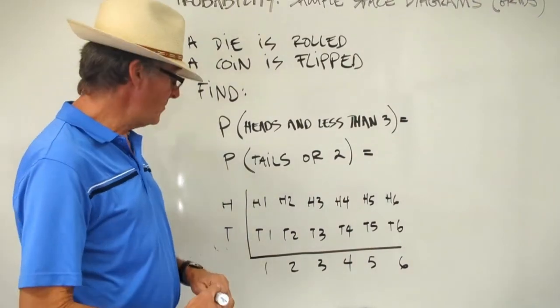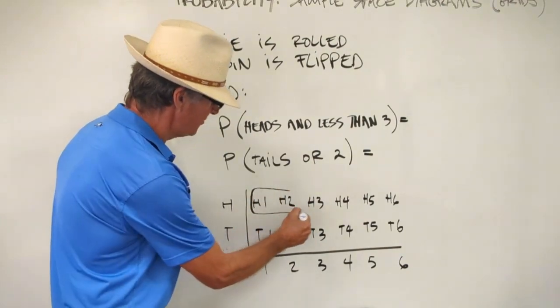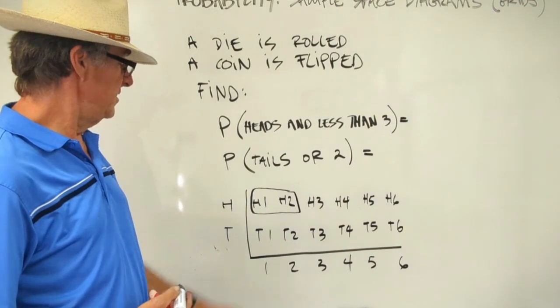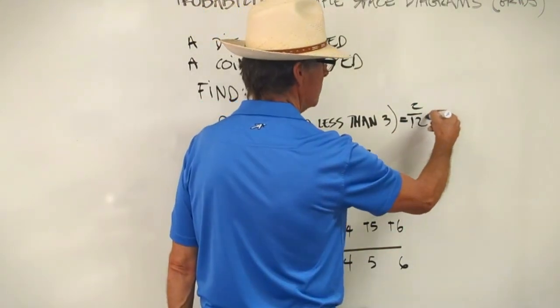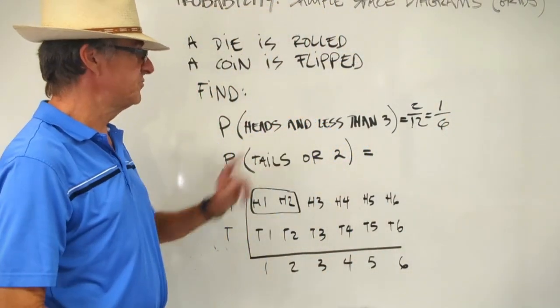Okay, so the probability of heads and less than 3, it's these two outcomes right there. That's heads and less than 3. So there's only 2 out of the 12. So we have 2 out of 12, which is 1/6. So that's the probability of this one.